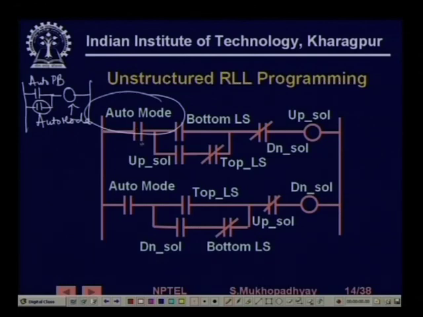So, if this auto mode is on, everything will work only if the auto mode is on, and then if the bottom limit switch is made and the down solenoid is not on, then the up solenoid will be energized. Similarly, once the up solenoid is energized, it will remain energized until the top limit switch is made. Looks okay, but one is never sure, and especially when problems have 200 states, it will be impossible to write such direct programs. Chances will be very high that if somebody writes it, he will make mistakes.